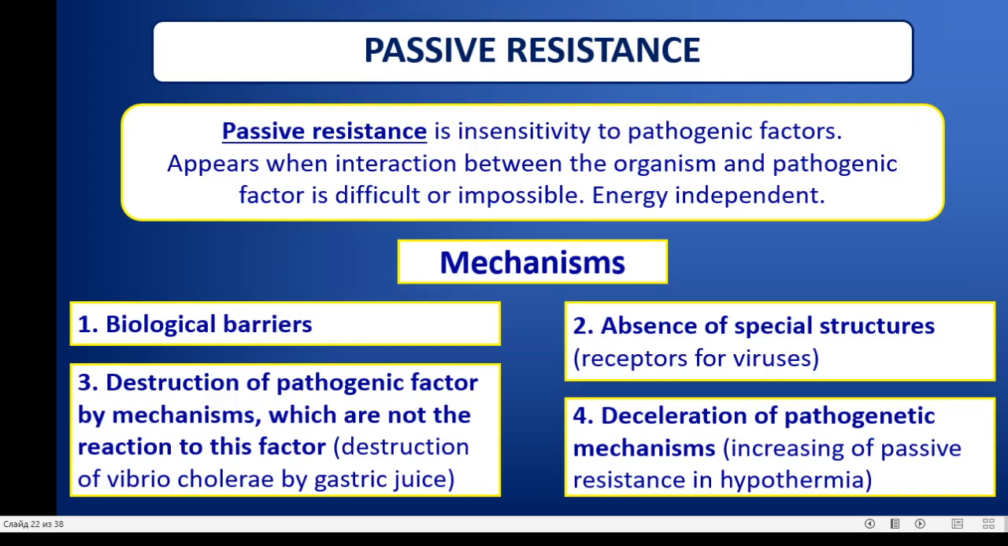Passive resistance. Passive resistance to pathogenic factors appears when interaction between the organism and pathogenic factors is difficult or impossible. Energy independent mechanisms: 1. Biological barriers. 2. Absence of special structures, receptors for viruses.